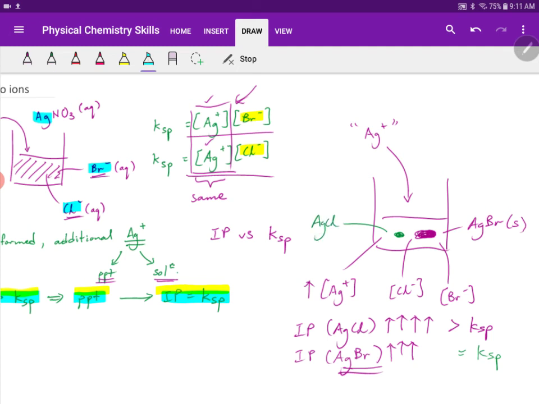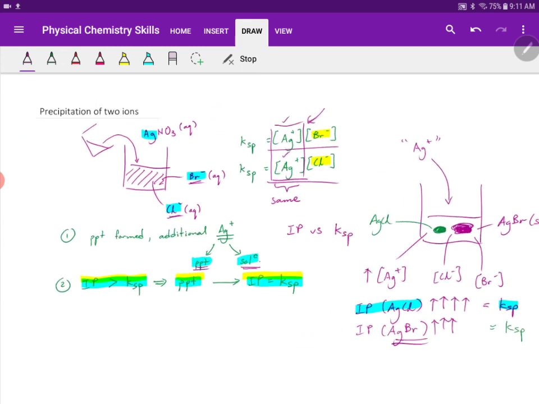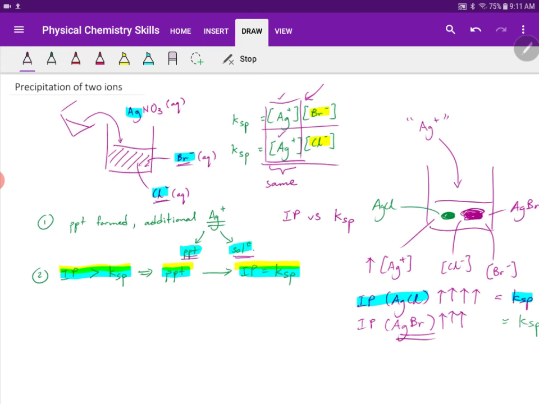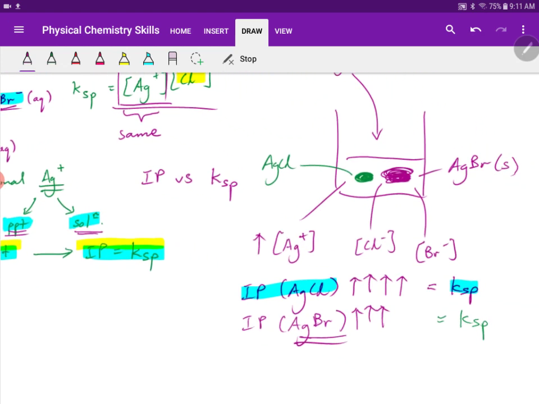This comes from the idea that any additional Ag plus, some goes to the PPT of AgBr, some stays in the solution, all the way till the point where the IP of AgCl is greater than its KSP. Then it will equilibrate back and you will get some PPT. As I add more, I will get more and more AgCl and more and more AgBr along the way. So this is how we can tackle the precipitation of two ions. The first one that reaches IP equal to KSP will get precipitated first. Then the concentration of Ag plus will keep increasing to the point where the IP of AgCl is equal to its KSP and the second one will come out.